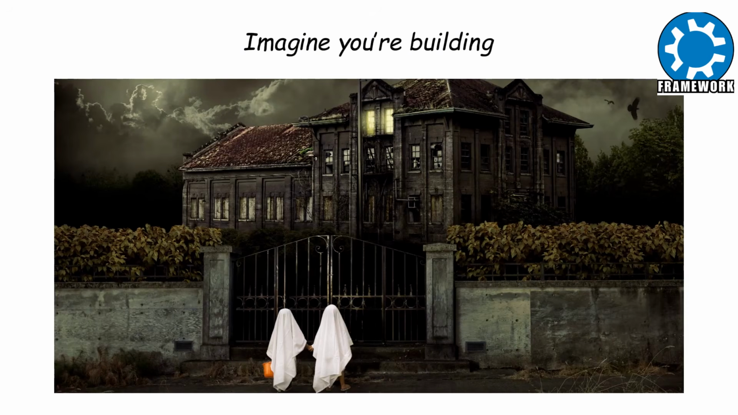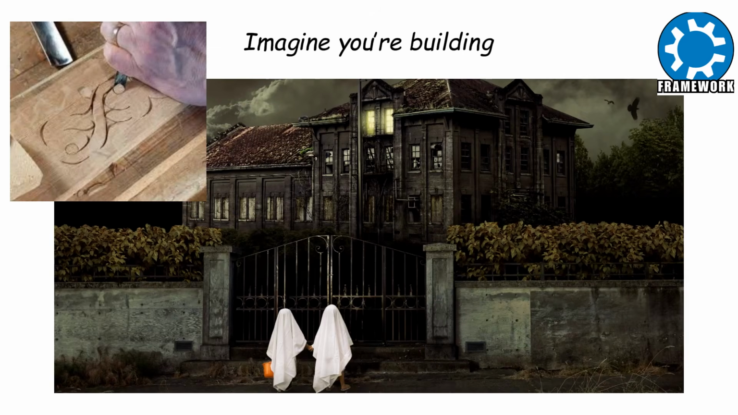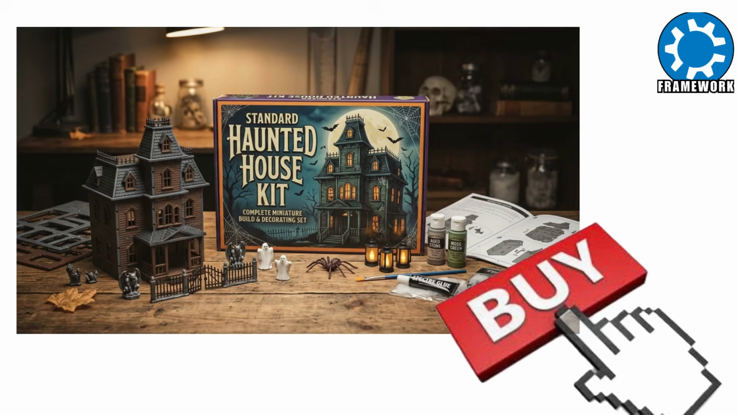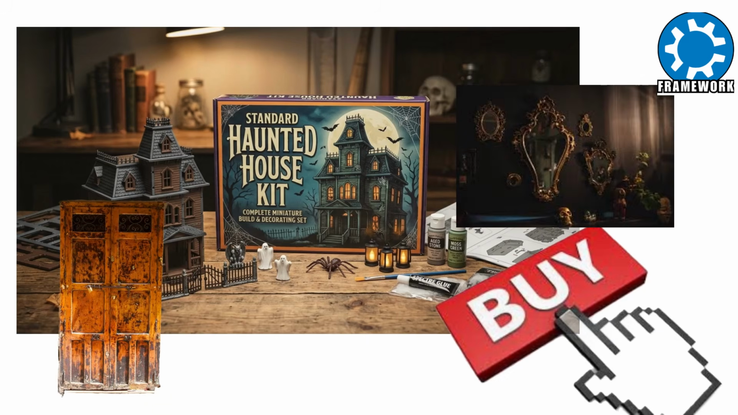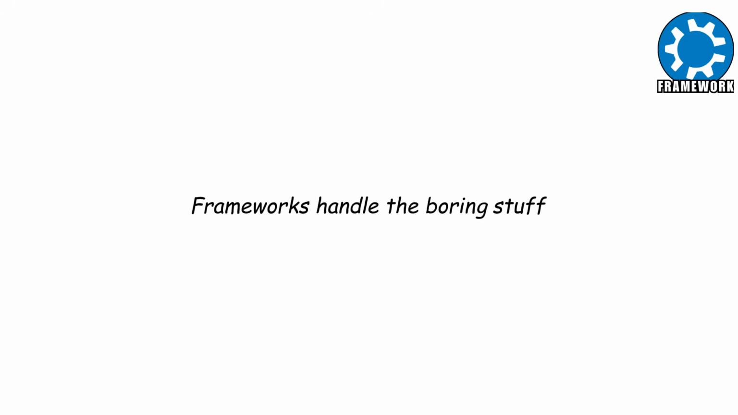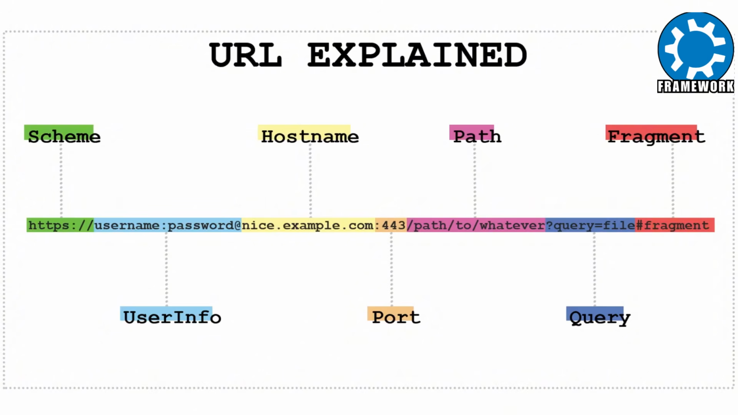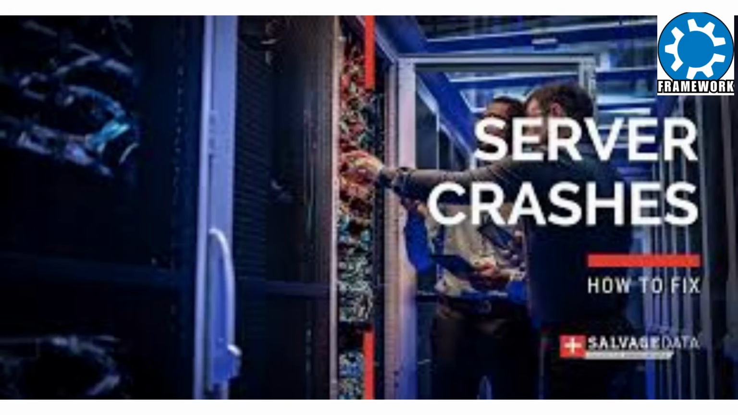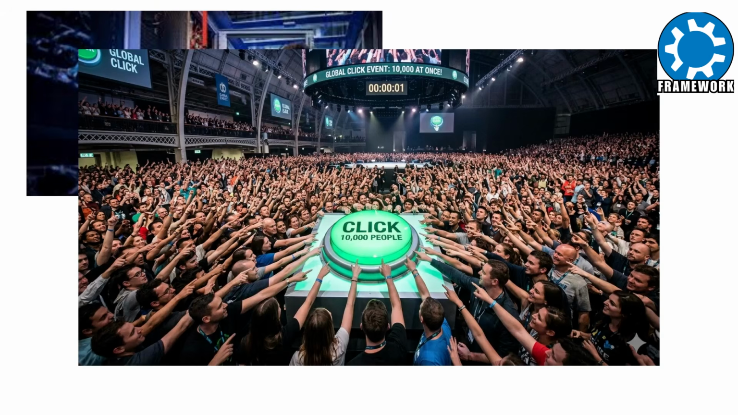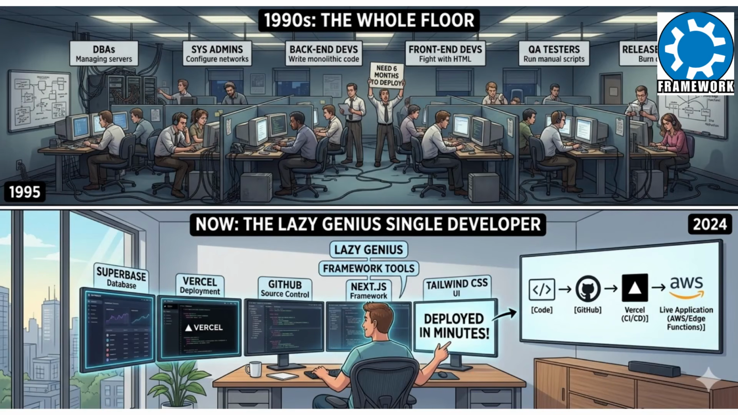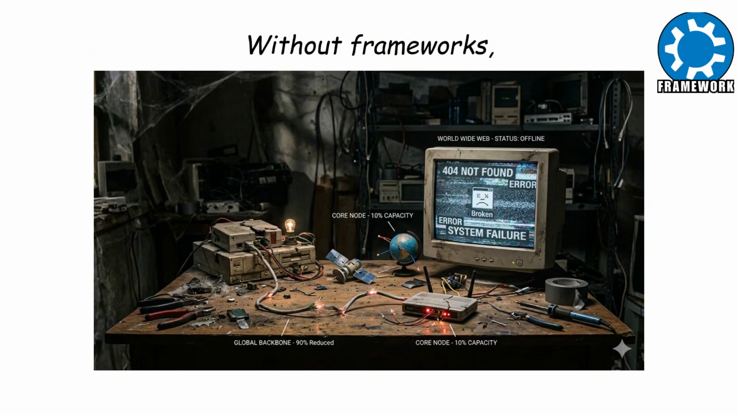Imagine you're building a haunted house. You could spend years carving every floorboard by hand, or you could buy a standard haunted house kit that already comes with the creaky doors and the hidden mirrors. Frameworks handle the boring stuff: how to route a URL, how to handle security, and how to keep the server from crashing when 10,000 people click the same button at once. They are the lazy genius tools that allow a single developer to do the work that used to take a whole floor of engineers in the 90s. Without frameworks, the internet would be about 90% smaller and 100% more broken.